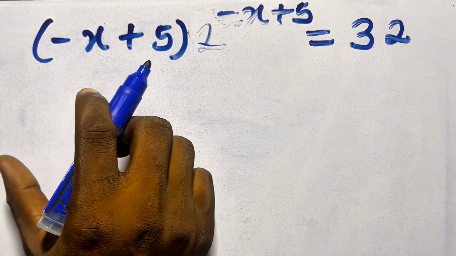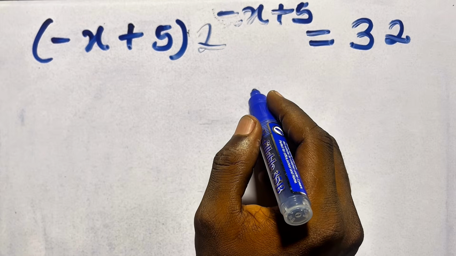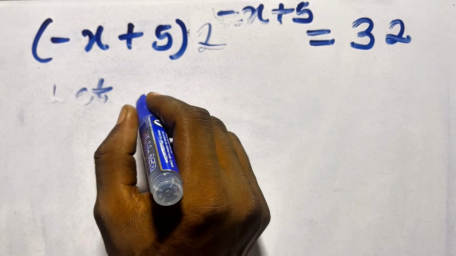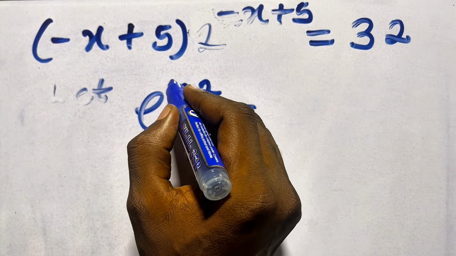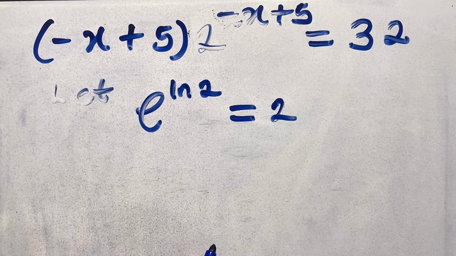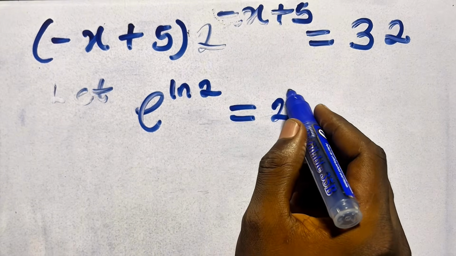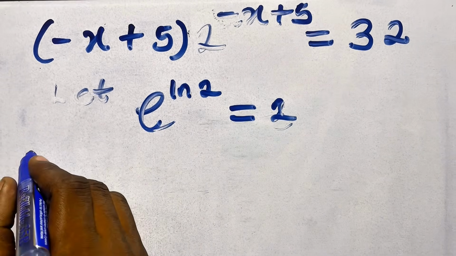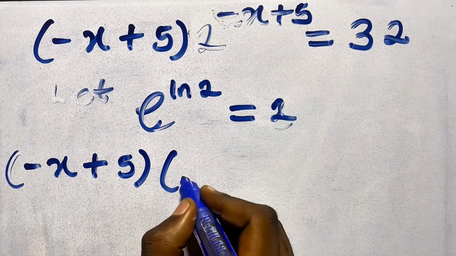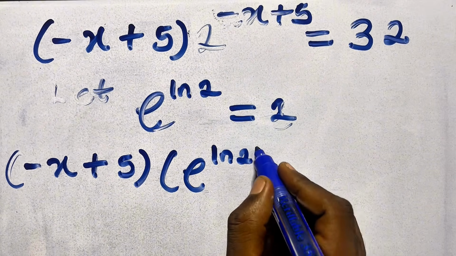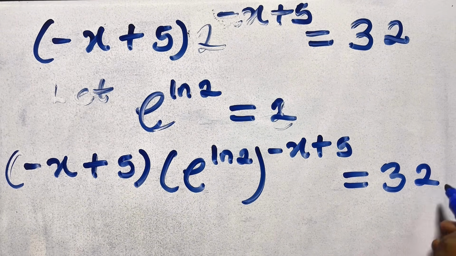Now you remember I said earlier that to apply the Lambert function, we need exponential x. So now we have to introduce exponential, and to do that we have to use the natural logarithm. Let's write 2 as exponential ln 2. The ln will cancel the exponential, and we'll have our answer to be 2. So let's replace 2 with this. We have minus x plus 5, then exponential ln 2 raised to the power minus x plus 5 equals 32.